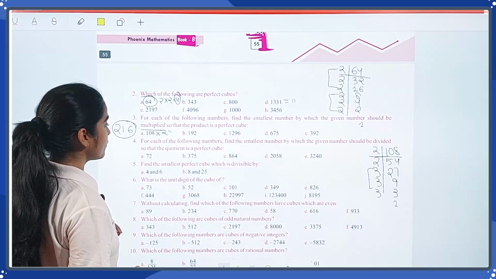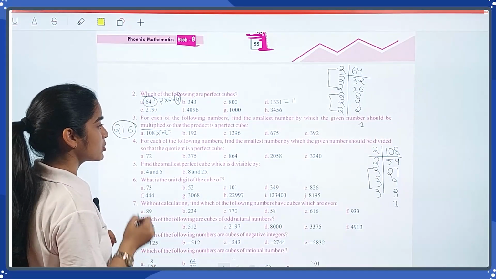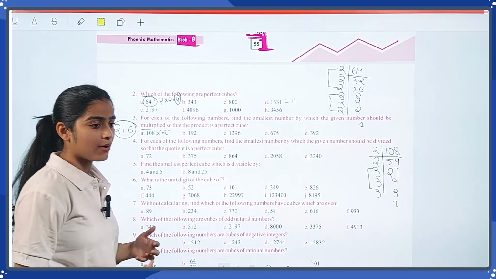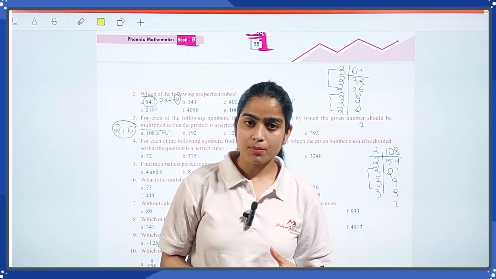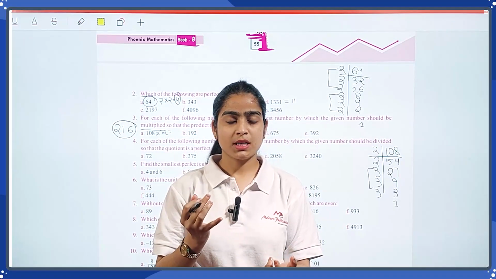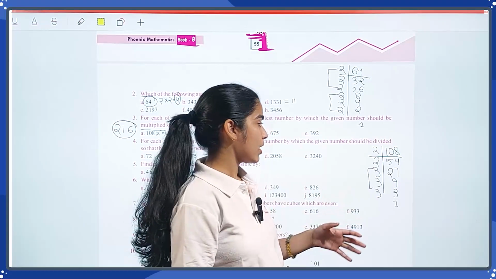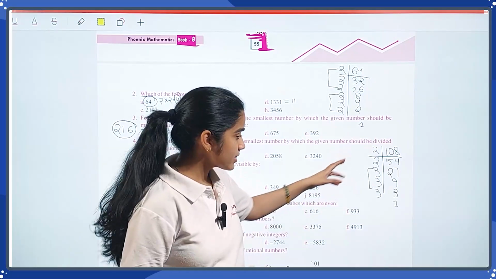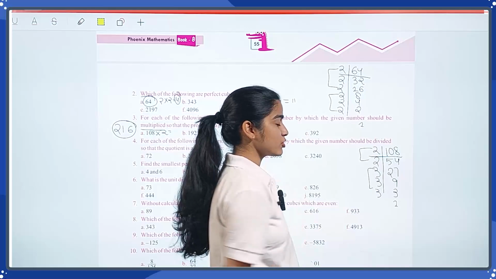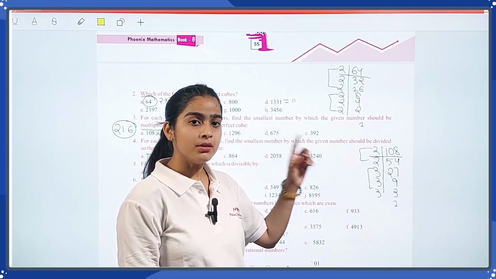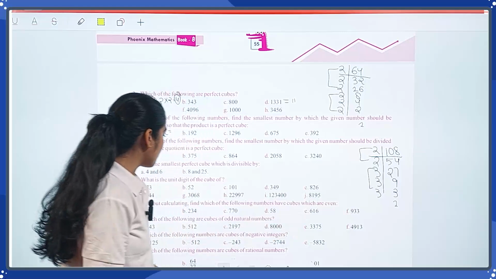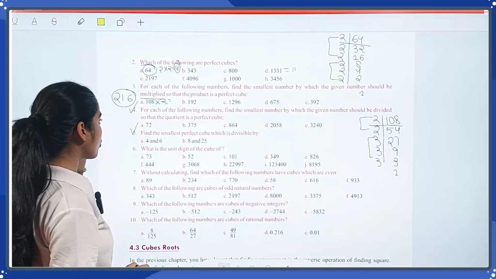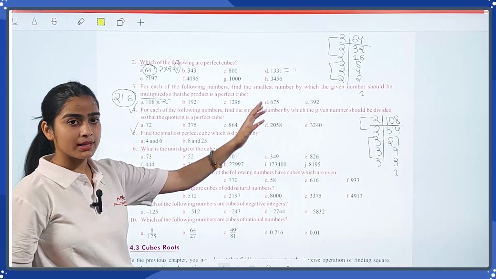For each of the following numbers, find the smallest number by which the given number should be divided so that the quotient is a perfect cube. So students, I already told you, whenever we are asked for the smallest number with respect to addition, subtraction, division and multiplication, what you have to do is take the prime factorization and see which number is without a triplet. For example, here we have a number which is not in a triplet, which is 2. So we have to multiply that number with 2. The same process we have to apply for question number 4 and question number 5.